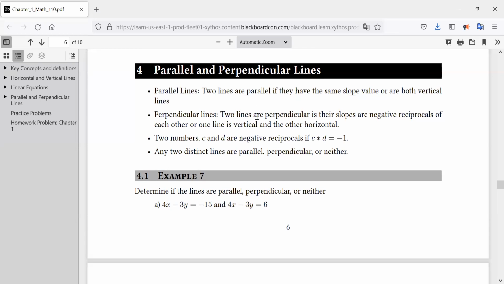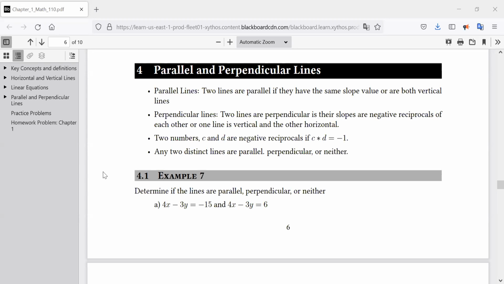Perpendicular lines are going to be lines that intersect at a right angle. So if we get that this guy right here is a right angle, then that means that these two lines are perpendicular. So how do we check if two lines are parallel or perpendicular? Well, if they're parallel, that means they'll have the same slope, or they'll both be vertical. And if they're perpendicular, either one of them is vertical and the other is horizontal, or they are negative reciprocals.